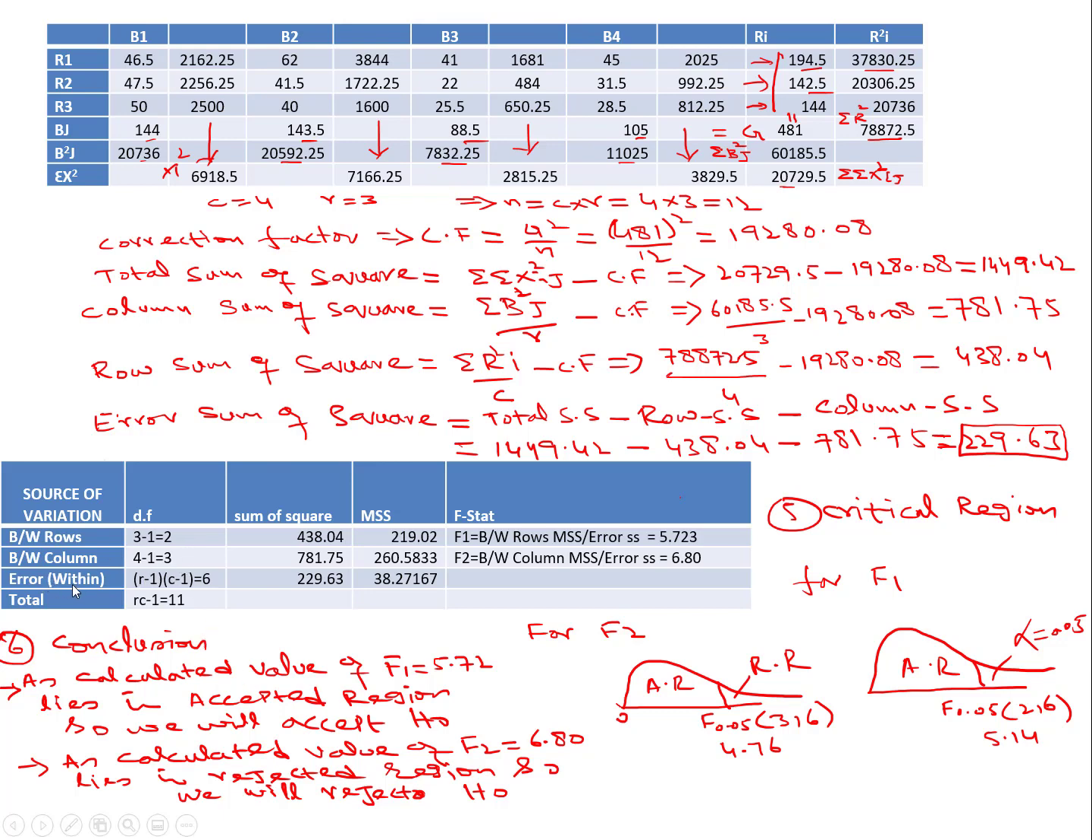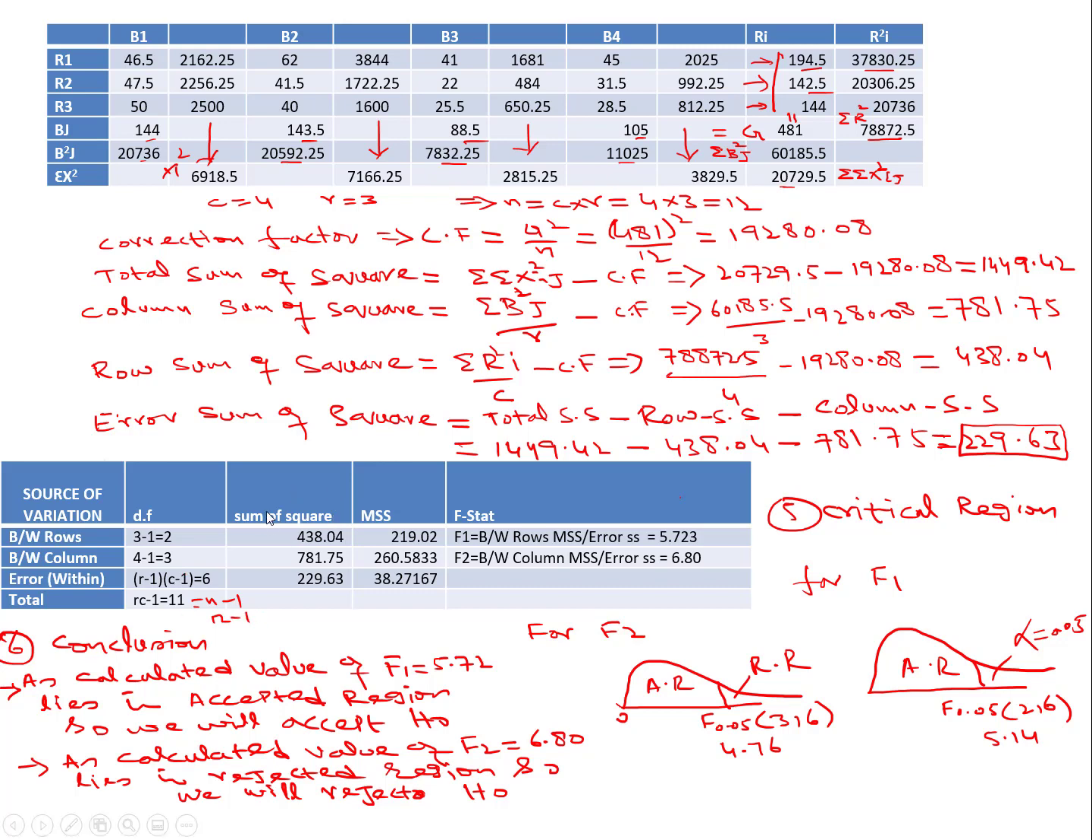Okay. And what is the formula for error within? You need to remember this formula, which is (r minus 1) times (c minus 1), row minus 1 and column minus 1. So r minus 1 you already did. We have 3 rows, so 3 minus 1, and we have 4 columns, so 3 into 2 is 6. When you add this 6 plus 3, 9, 9 plus 2, 11. So this is RC minus 1, or this is also equal to n minus 1. N is 12 minus 1, so it will be 11.